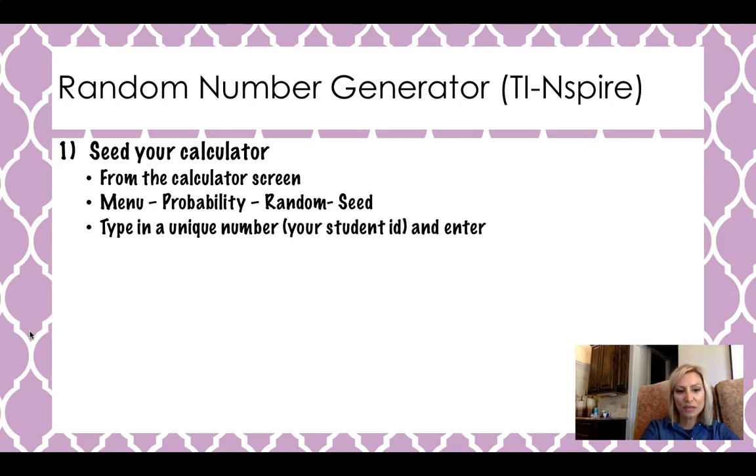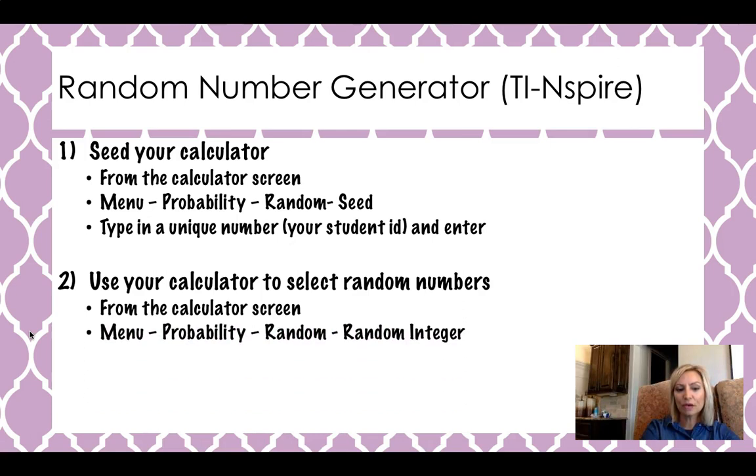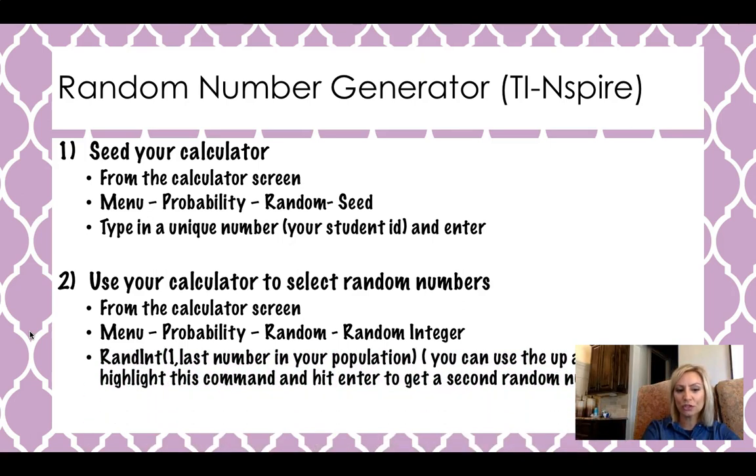To go back and generate a random number, again, from the main calculator screen, we're going to go back to Menu, Probability, and Random, but now we're going to select a random integer. The random integer function will allow us to pick a random number between two endpoints. So on your screen, you'll see random integer. You're going to put 1 if that's your starting number, comma, the last number in your population. Okay? You can hit enter, and then it will give you a random number.